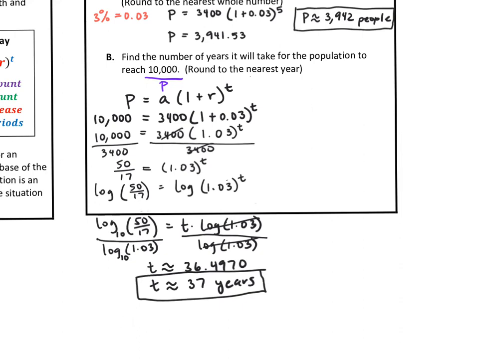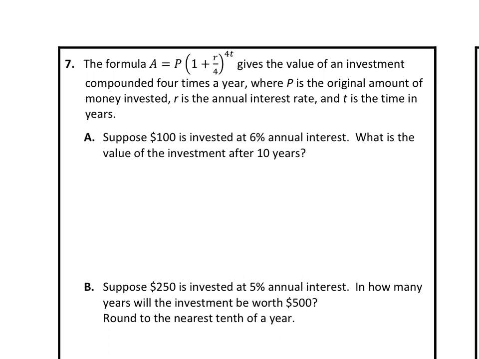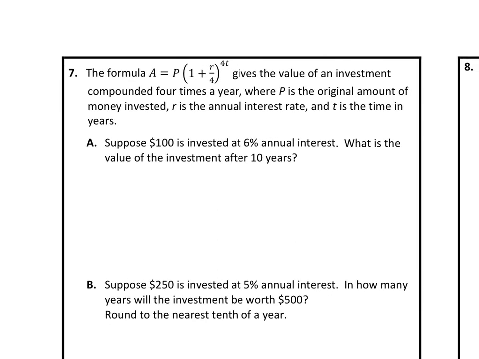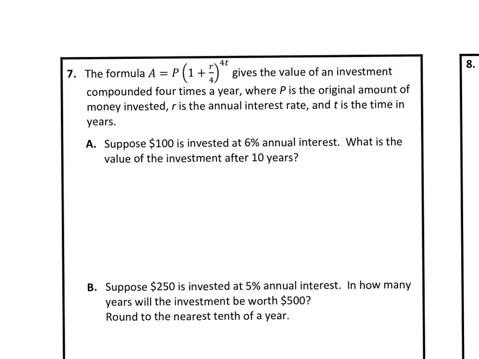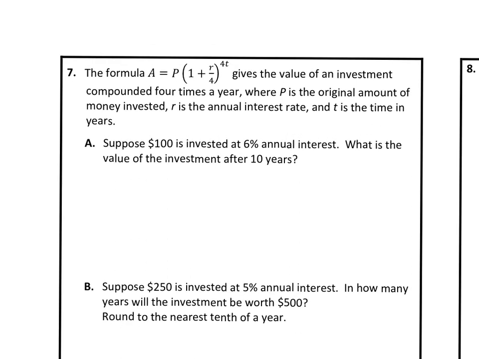Okay? Two more problems, 7 and 8. Let's look at number 7. All right, number 7 says the formula, A equals P times 1 plus r over 4 to the power of 4t, gives the value of an investment compounded 4 times a year, where P is the original amount of money invested, and r is the annual interest rate, and t is the time in years.